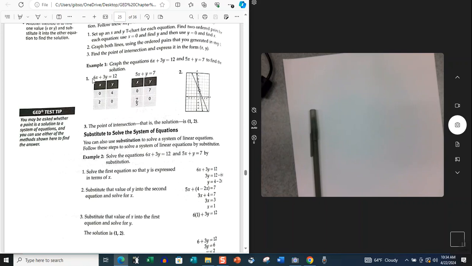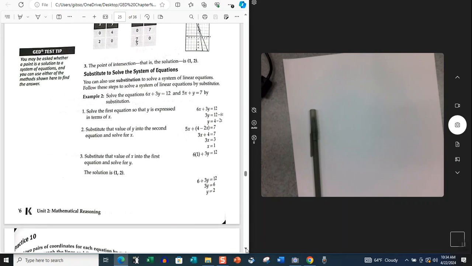So let's take this one. We put in 1 for x. That'll make 6 times 1 is 6. If we put in 2 for y, 3 times 2 is 6. 6 plus 6 is 12. So (1, 2) works for the first equation. Now we put it in the second equation. 5 times 1 is 5, plus y is 2. 5 plus 2 is 7. So that works for both equations.